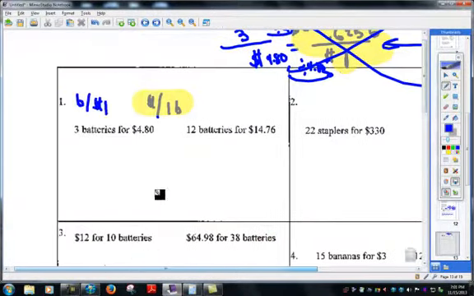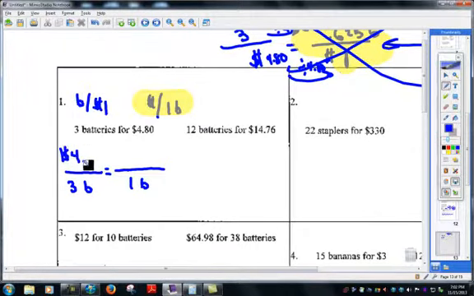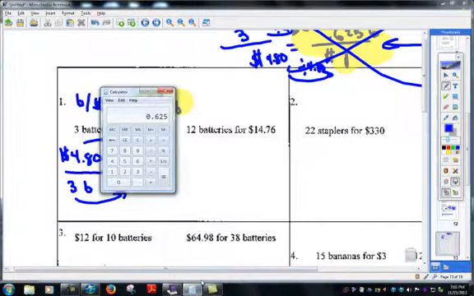So if you have an object that you know you can't buy partial of, then just figure out the unit price. How many for one of it? So in this case, batteries. How much for one battery? So because I'm doing one battery, I know that batteries have to go on the bottom. Okay, so I know that I can get 3 batteries for $4.80. So I know that I'm dividing by 3. Pull up my calculator. That's going to be 4.80 divided by 3 gives me 1.6.